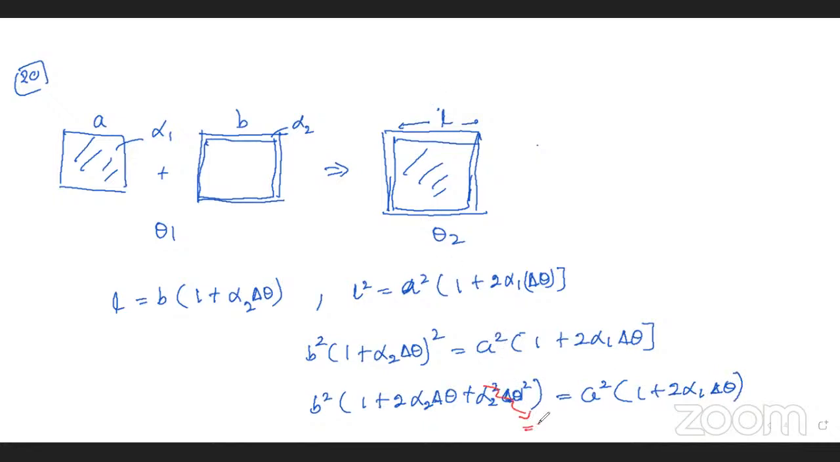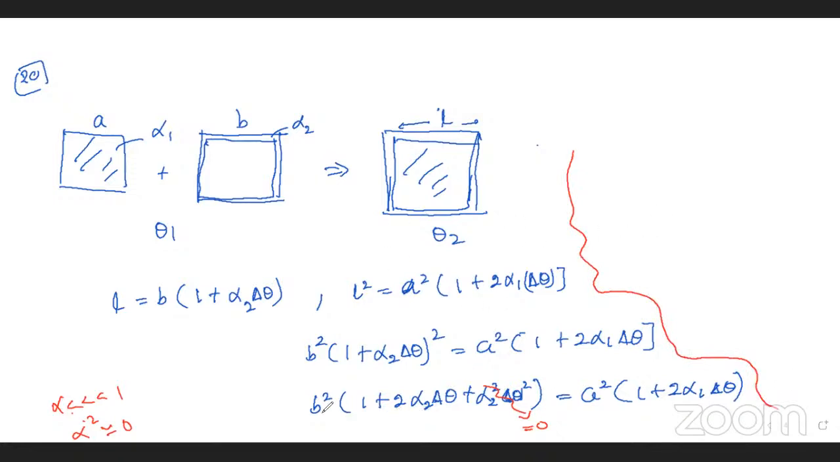Consider this part as equal to 0 because alpha square is so small. You need to write that reason: alpha is very small, so alpha square is 0. After this, you can simplify and get the given answer.